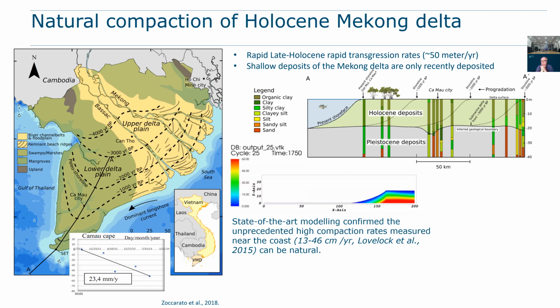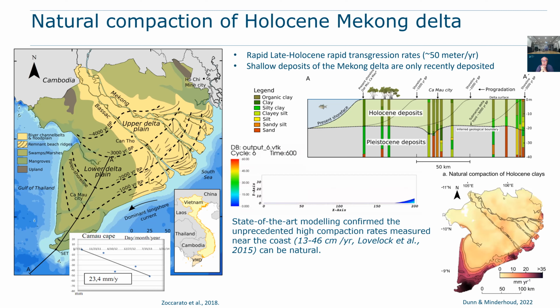And we actually confirmed with modeling that this is something that can indeed result from this rapid progradation of this delta, purely under natural conditions. It is quite extraordinary, and it's only really happening at the coastline. But recently we created this map in which we make a first estimate of maximum natural compaction rates for these Holocene clays based on clay thickness throughout the Holocene in this delta. And you can see that high rates of several centimeters per year can occur at these young coastlines.